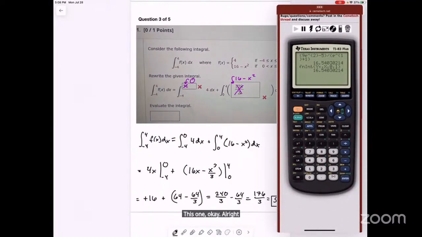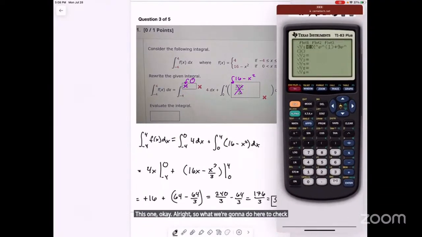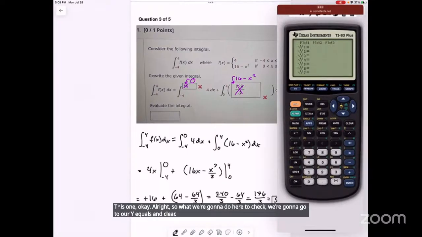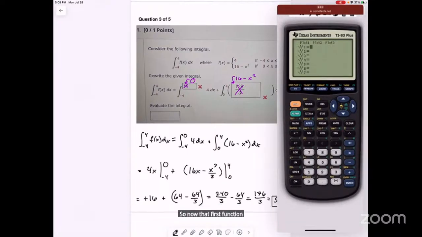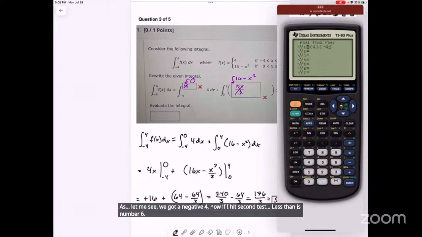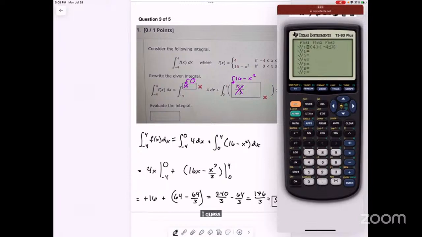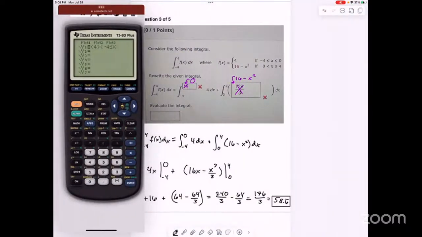All right, so what we're going to do here to check, we're going to go to our y equals and clear. So now that first function we're going to do in parentheses was a 4, as, let me see, we got a -4. Now if I hit second test, less than is number 6. I guess we put our x. If I go back to test, 6 again, less than or equal to 0.